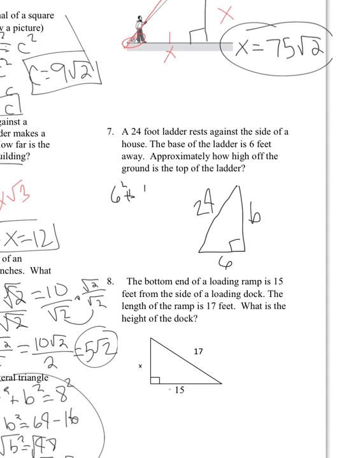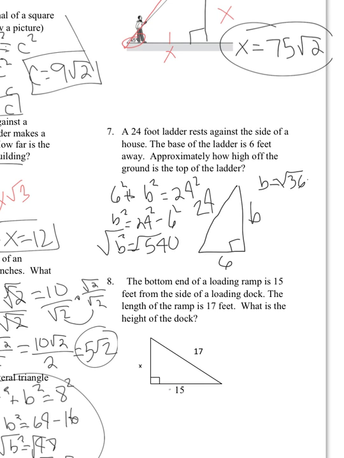A squared plus b squared equals c squared. So this one is going to require subtraction. 24 squared minus 6 squared is 540. Break it down: when you square root, 540 is going to be 36 and 15. So you're going to get b equals square root of 36 times square root of 15. Square root of 36 is 6. Square root of 15 stays under the sign, and that is your answer.